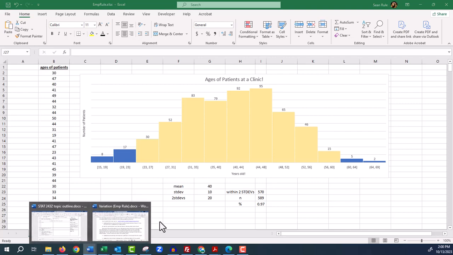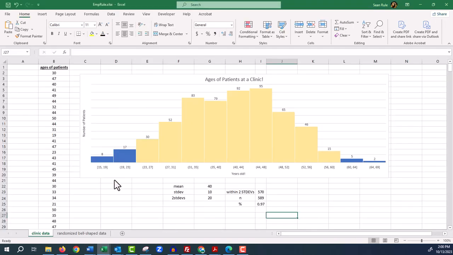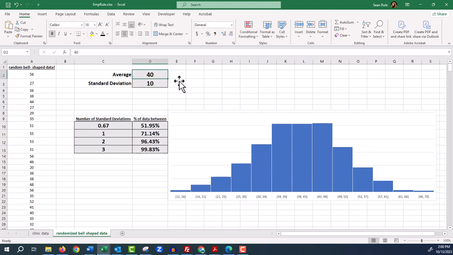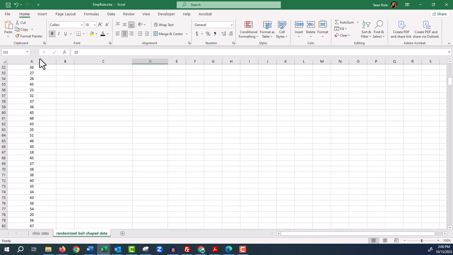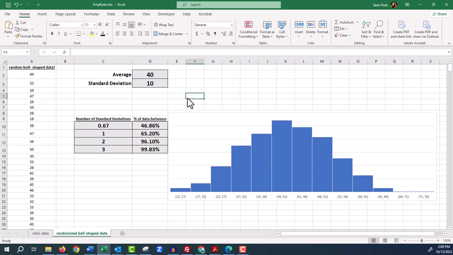Beautiful. Let's go back to the quiz. And then, oh yeah, that's right, I forgot about that. On the spreadsheet, I set up a simulator that randomizes bell-shaped data. So in other words, you can create a new batch of people who are 40 years old on average, with a standard deviation of 10, and there's still 589 of them in this line. And you can see that every time I re-randomize, I still get the same average of 40 and the same standard deviation of 10.